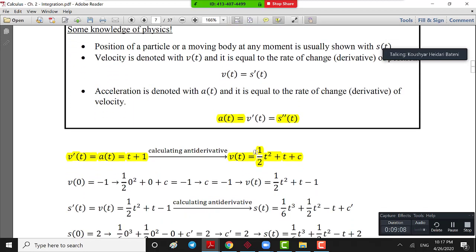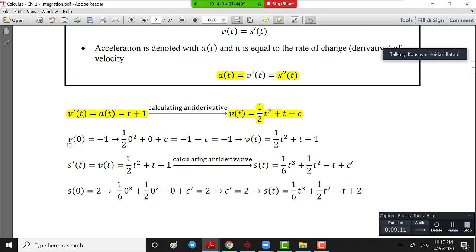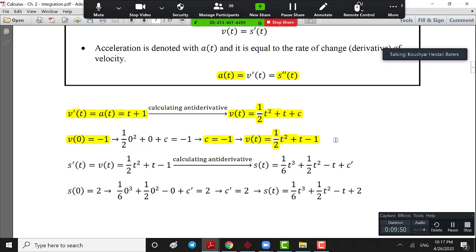If we use that initial condition, v at 0 equal to minus 1, and put 0 into this equation, we get 1 over 2, 0 to the 2 plus 0 plus c, which is equal to c, and it has to be equal to minus 1. So c has to be equal to minus 1. The undetermined constant that we had is now determined. So we can say that v of t is equal to this, 1 over 2 t to the 2 plus t minus 1.